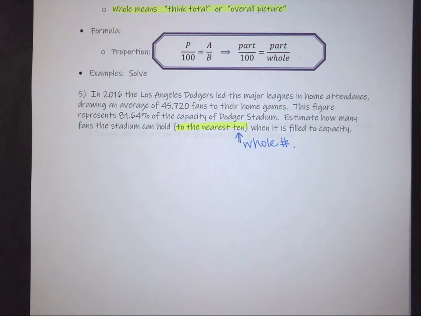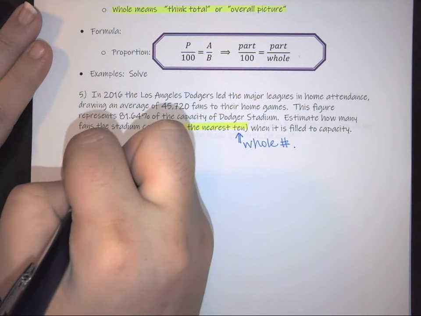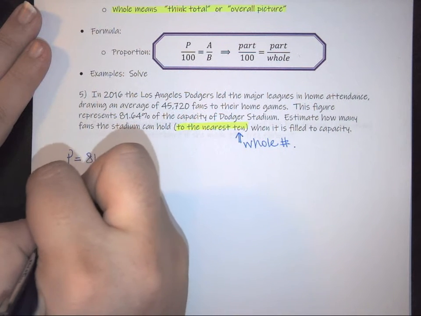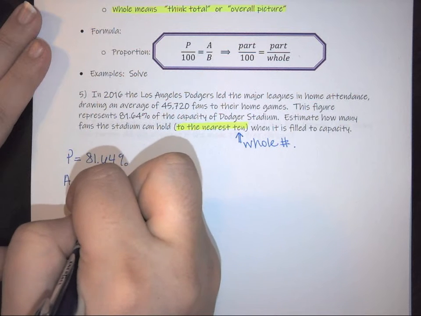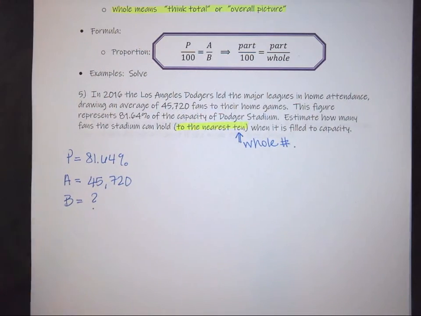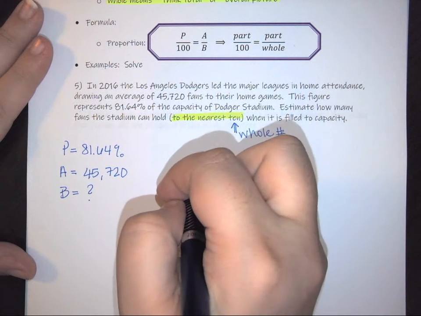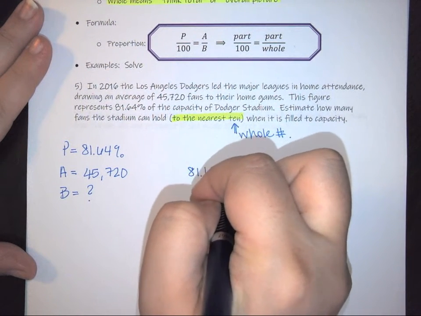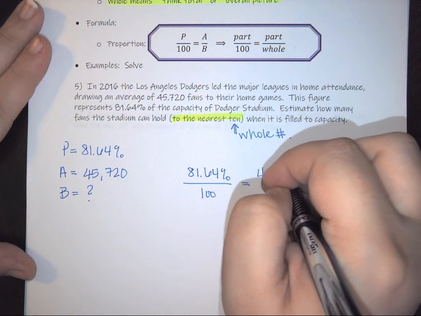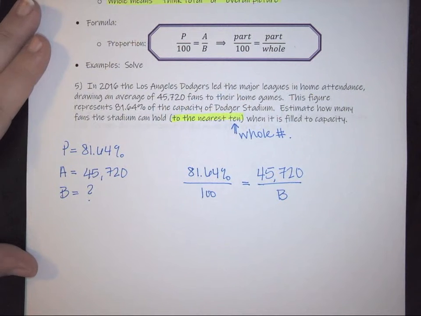Okay? So we have to look at what do we have. Well, first, we're told that your percent is 81.64. We are also told that your part is 45,720, which means your base, or your whole idea, is the part that is missing. So we need to plug our information in. We're going to have 81.64% over 100 is equal to 45,720 over B. So the piece that's missing is the whole. Now we need to solve.